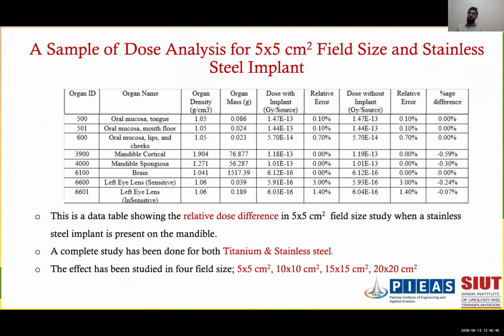This is a sample output chart for the simulation. Once the simulation runs, this is the output we get. The data structure has been systematically organized. The comprehensive evaluation includes the following parameters for each anatomical structure: organ identification number, organ name, organ density. These organ IDs and organ names are in reference with the ICRP 145 manual, and they are all taken from that. Then absorbed dose with and without implants and the relative error between them. The standardized format allows for direct assessment of implant-induced dosimetric variation and its clinical significance across different tissues and anatomical regions.